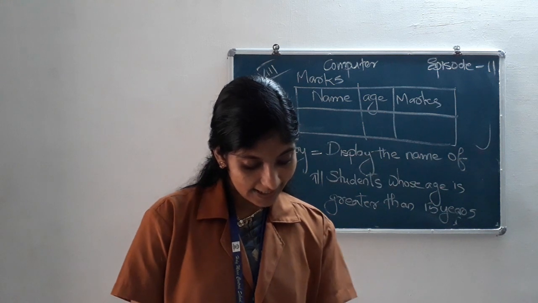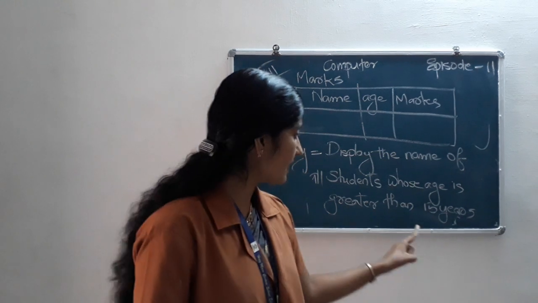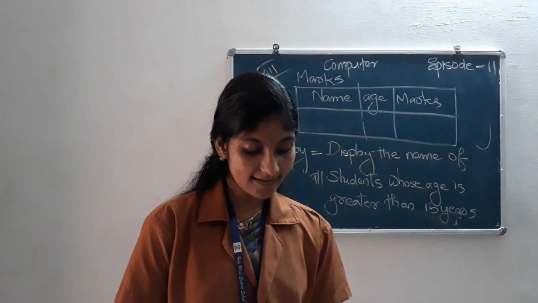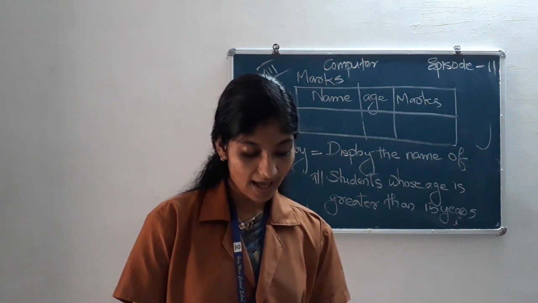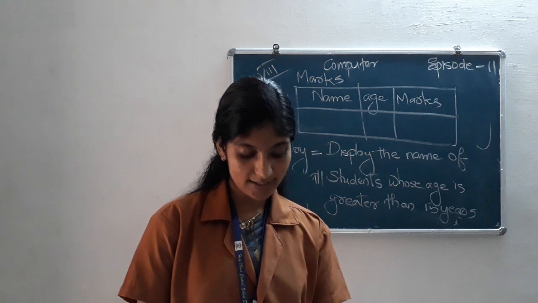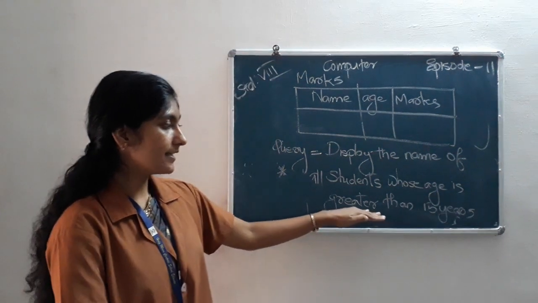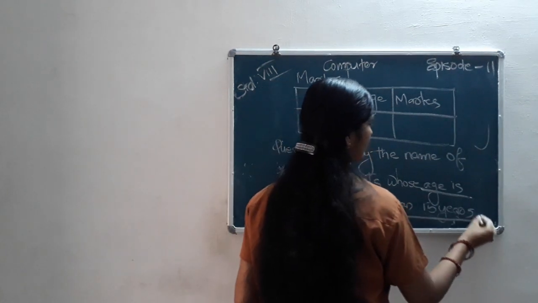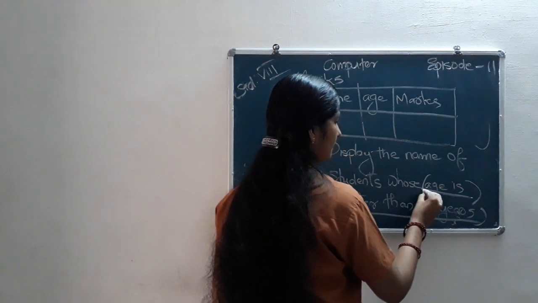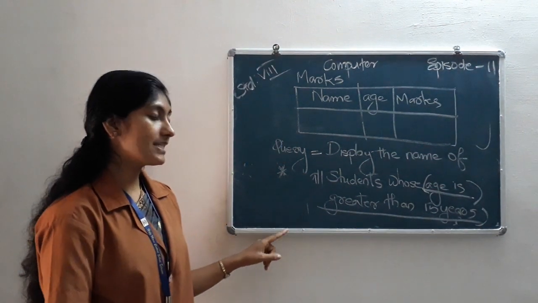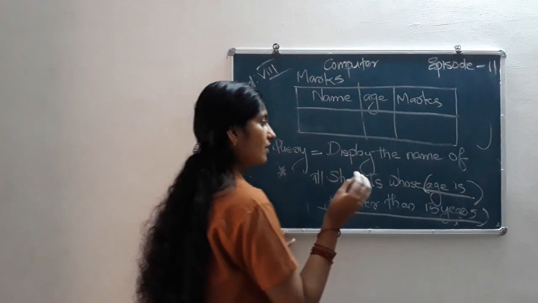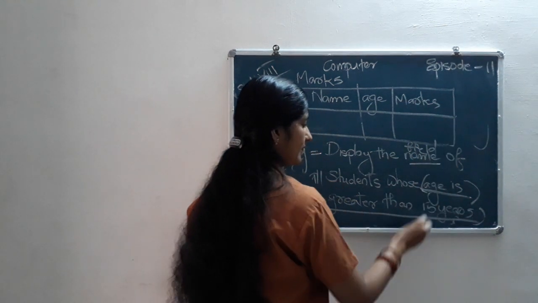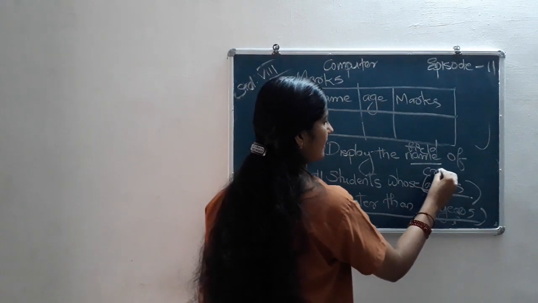Okay. Then the condition here is greater than 15. Next is adding the criteria to the query. Criteria means, for example, here the criteria is that age is greater than 15 years. This is the criteria or the condition. Now we know name is the field, and age greater than 15 is the criteria.